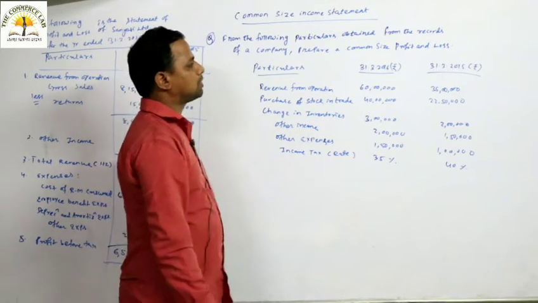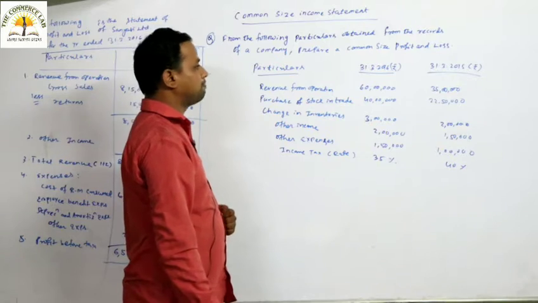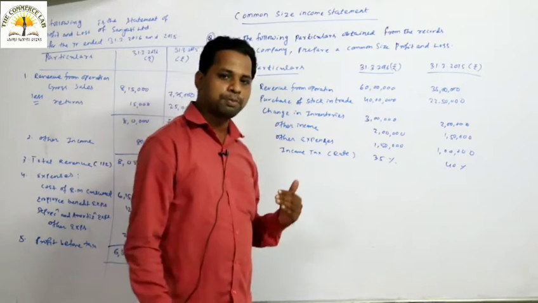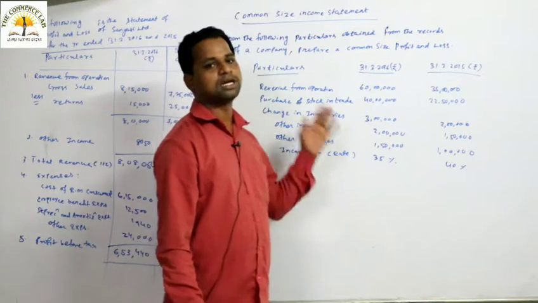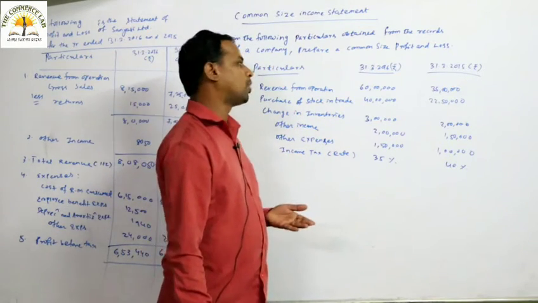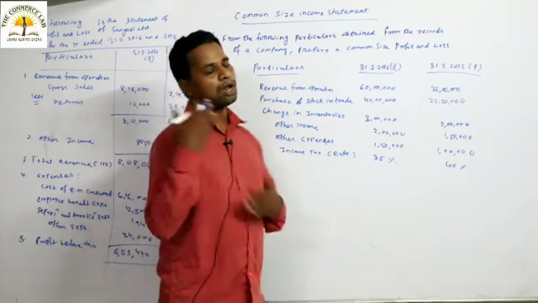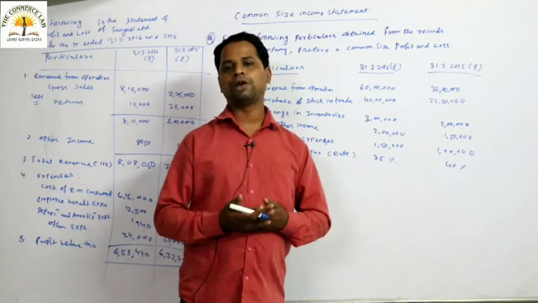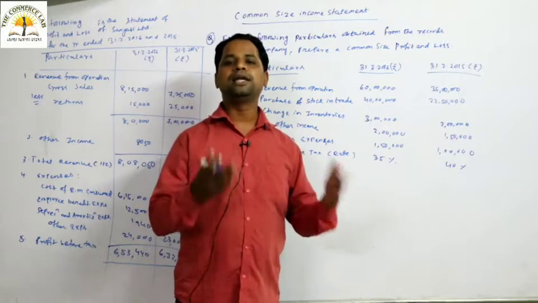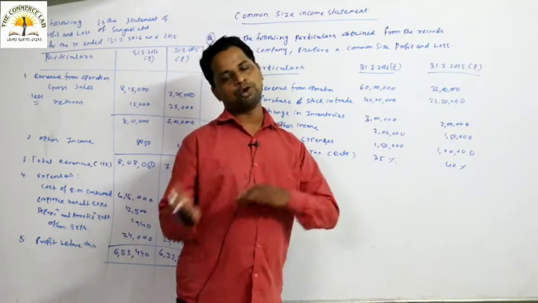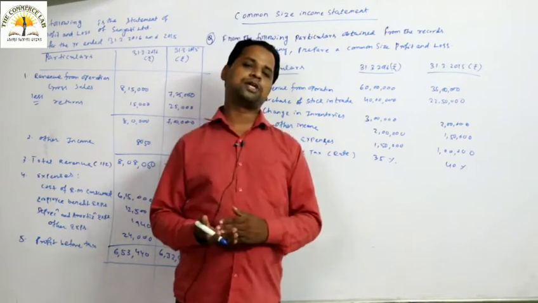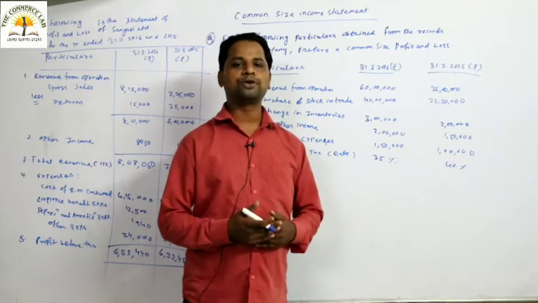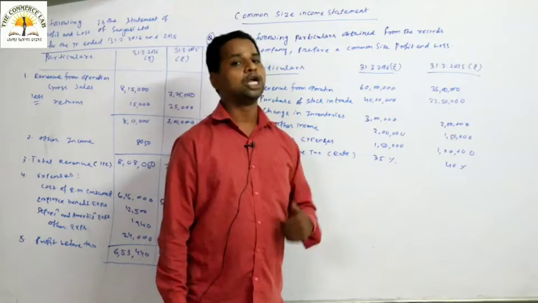From the following particulars obtained from the records of a company, prepare a common size profit and loss, that is, a common size income statement. How to calculate profit? The general formula for calculation of profit is income minus expenditure. If the income is more compared to the expenditure, you get profit. If expenditure is more compared to income, you get loss.